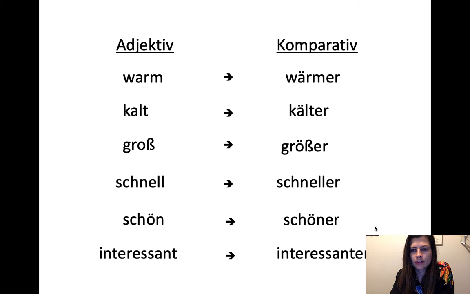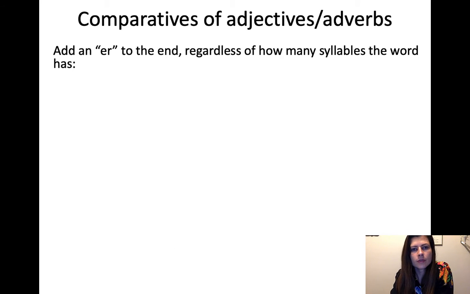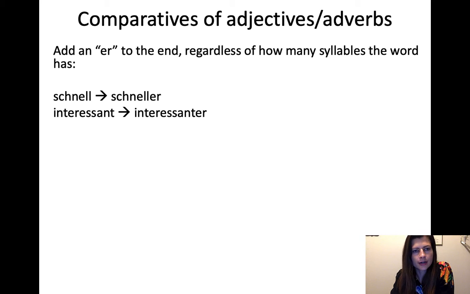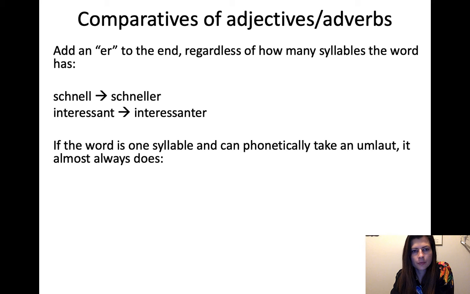You still just add the ER to the end and sometimes an umlaut. Okay, so add an ER to the end, regardless of how many syllables the word has. Schnell, schneller. Interessant, interessanter. More interesting, as in interestinger. And then if the word is 1 syllable and it can phonetically take an umlaut, it almost always does.